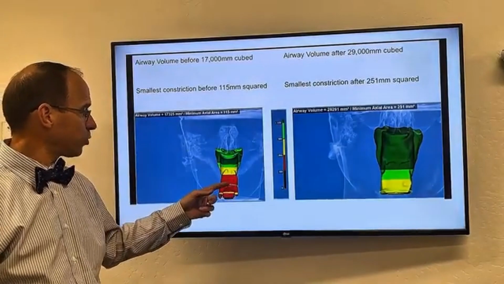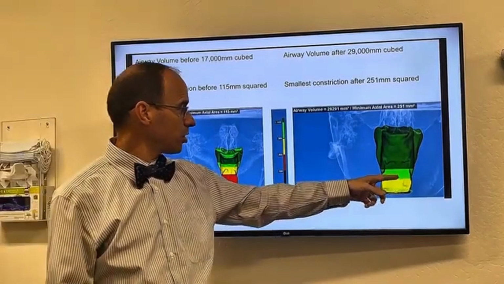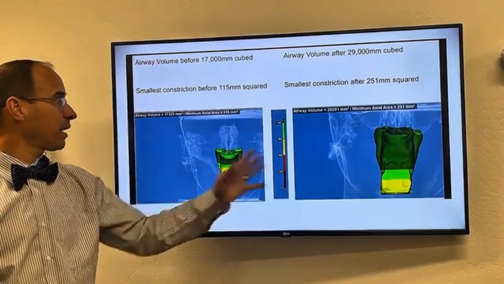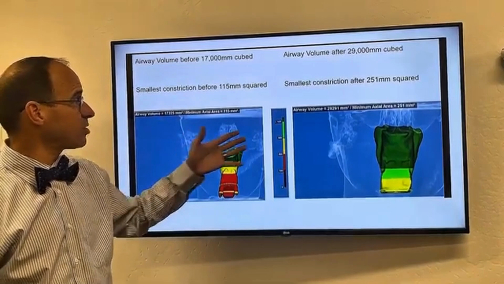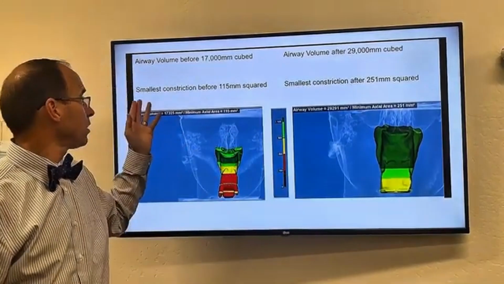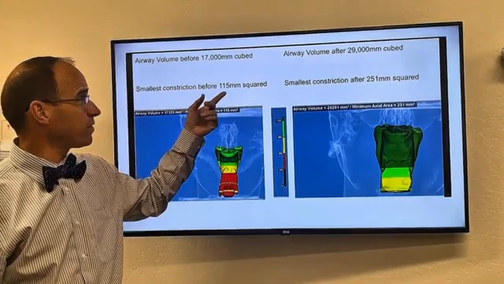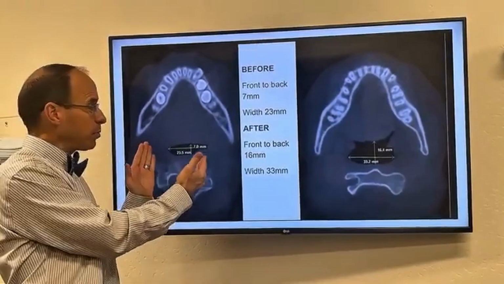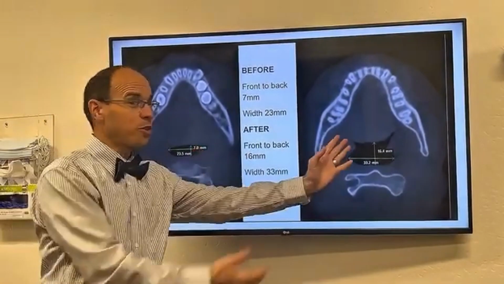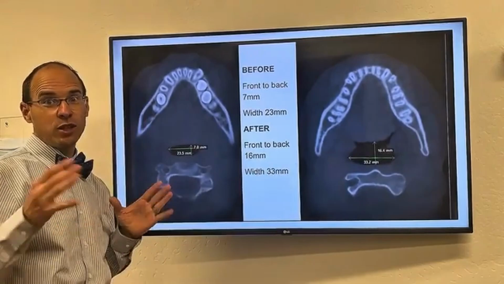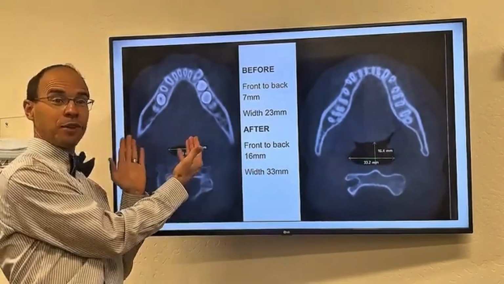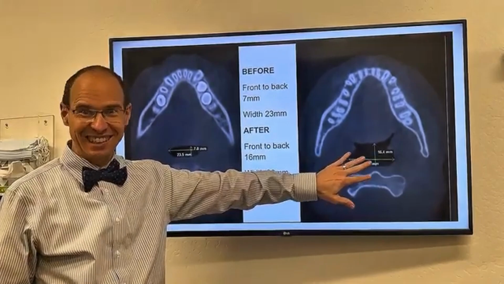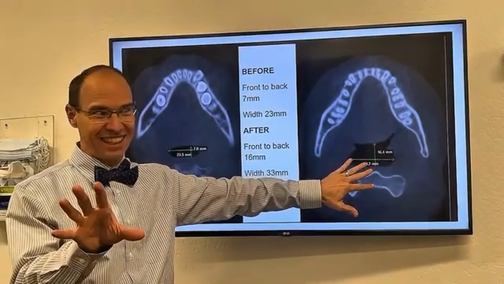She starts out in the red and yellow, and she goes to the yellow and the green. Much better airway space, 17,000 to 29,000. Her smallest constriction, 115 to 251. Okay, if it was you, would you rather be breathing through this or through this? Would you want your spouse snoring, breathing through this, or quietly breathing through this, not waking you up?